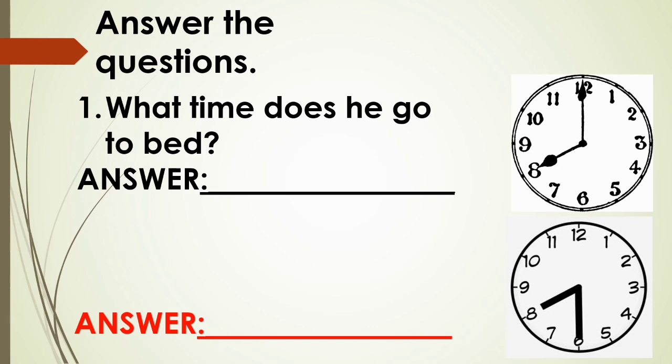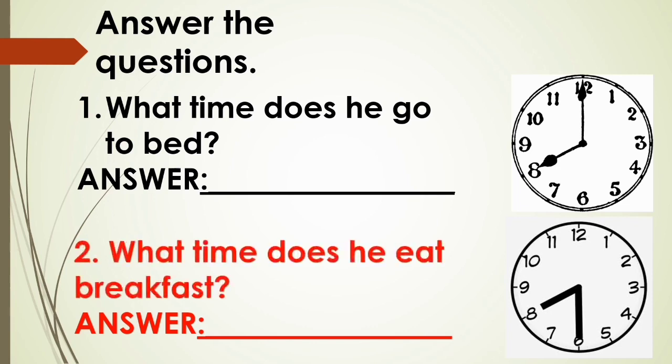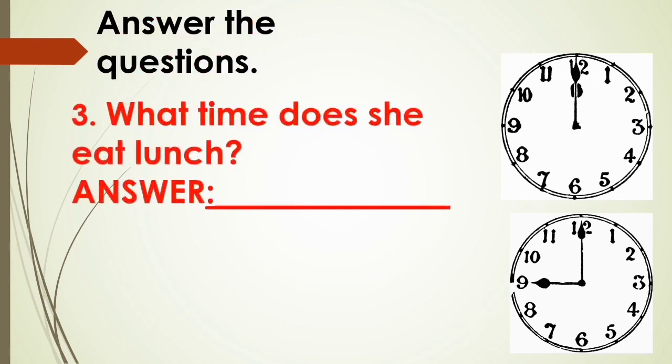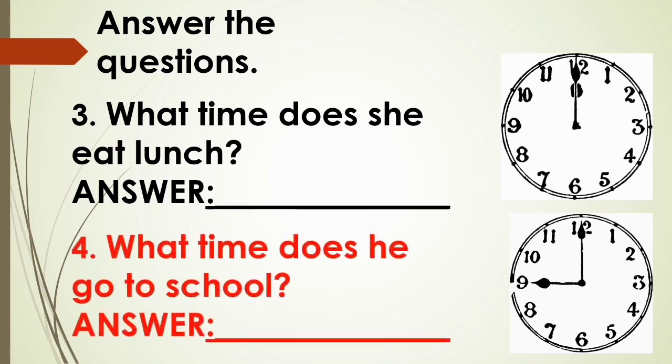Okay, finish. Number two. Everybody, let's read question number two. What time does he eat breakfast? Okay, look at the clock. Answer the questions. Okay, let's read question number 3. What time does she eat lunch? Okay, look at the clock. Now let's move to number 4. Everybody, let's read. What time does he go to school? Okay, look at picture number 4. Look at the clock number 4.